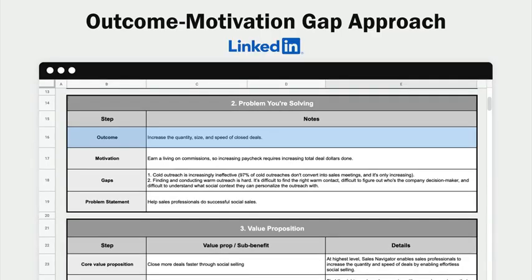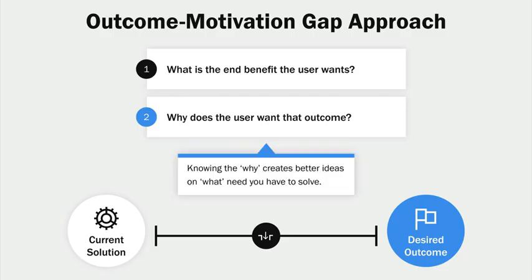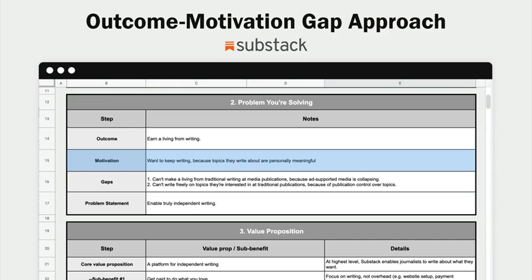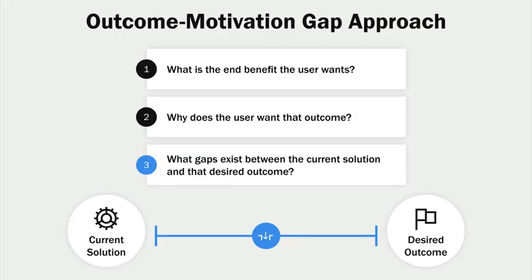For LinkedIn Sales Navigator, their audience wants to increase the quantity, size, and speed of closed deals. Second, write out their motivation for solving the problem. You get better ideas on exactly what need you have to solve. For Substack, their audience wants to be able to keep writing because the topics they write about are personally meaningful to them. For LinkedIn, their audience earns a living on commissions, so increasing their paycheck requires them to increase their total deal dollars done.